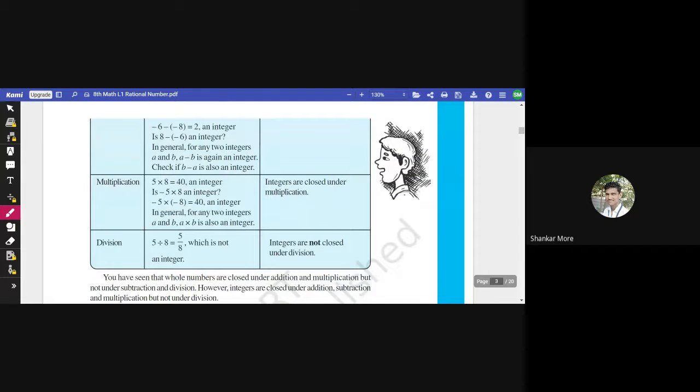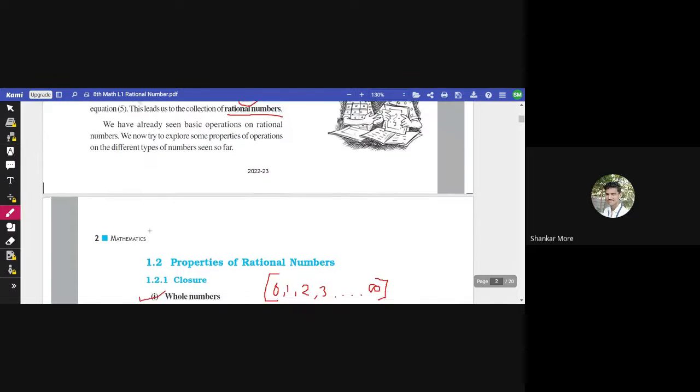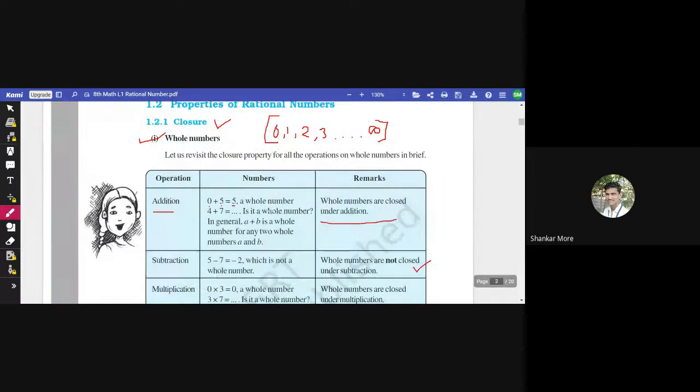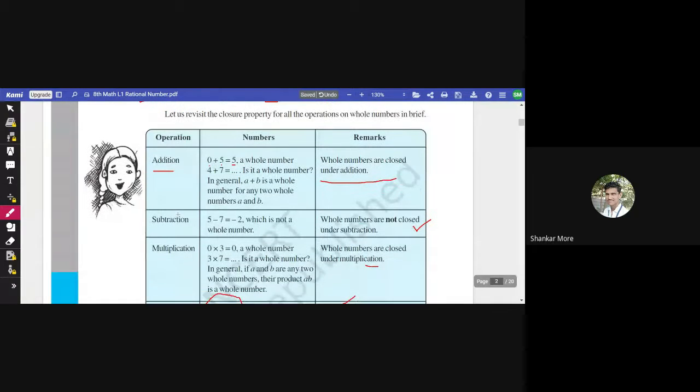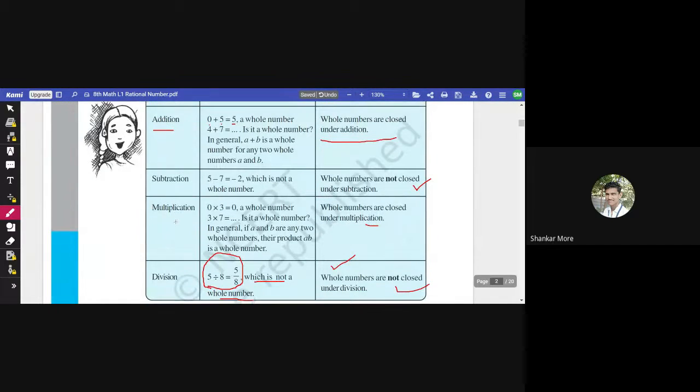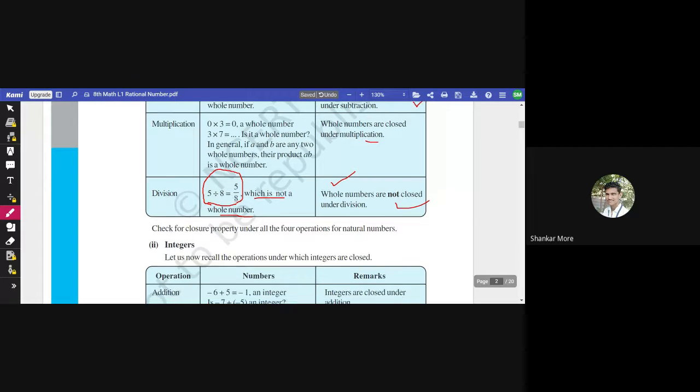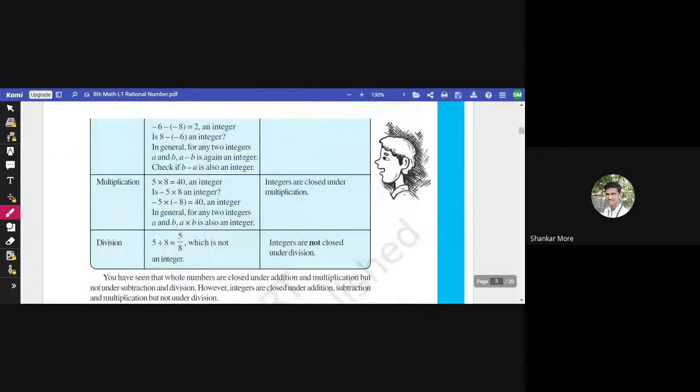Okay, now the multiplication property. Is this only the closure property? It is the closure property. We are discussing closure property. No, we are discussing closure property. See, closure property is the main property, and then we are checking it for the addition operation, then the subtraction operation, then the multiplication operation, and then the division operation. Okay, our main property is which one? Closure property.